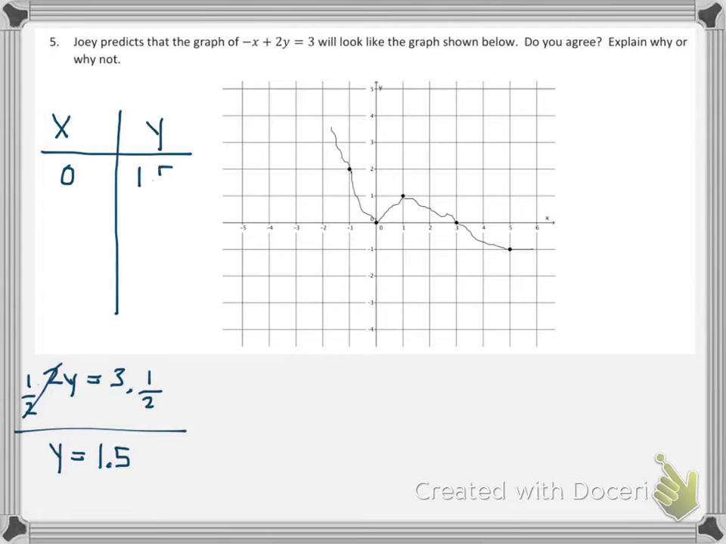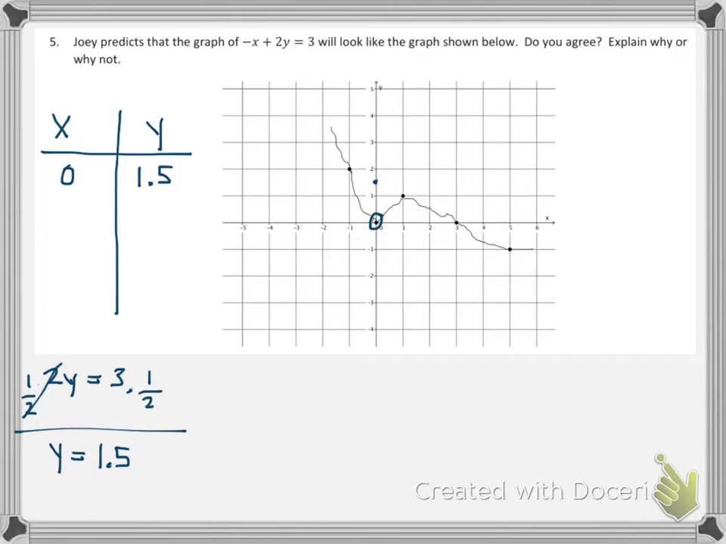And instantly I see a problem, right? His point for x equals 0 is y 0. That's right here, and that's not right. Because when I put a 0 in for x, I got a 1.5. So 1.5 should be that point. And then look, we've got a line.